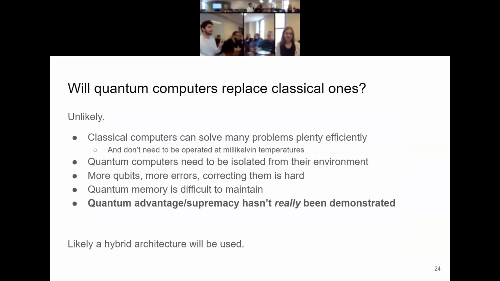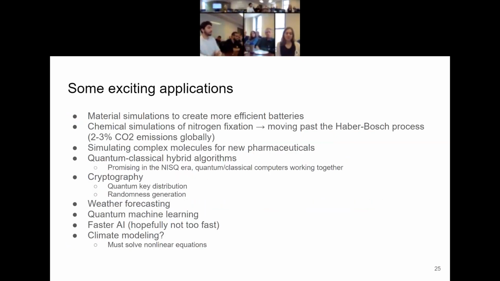Ultimately, they're not really intended to replace classical computers, but to work alongside them. There are certain problems that quantum computers are probably not worth using for. And there's also a whole class of algorithms that use quantum computers and classical computers in tandem, where you adjust the quantum circuit based on classical computations, in a sort of feedback loop. So there are some really exciting applications that are worth mentioning.